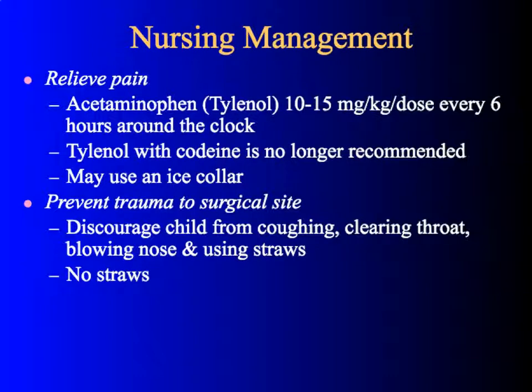We want to relieve pain. So we administer acetaminophen or Tylenol, and it's 10 to 15 milligrams per kilogram per dose every 6 hours, and that should be administered around the clock. Tylenol with codeine is no longer recommended because the codeine can be absorbed at unknown times, and you could be offering it every 6 hours, and maybe it all gets absorbed at 48 hours. We can use an ice collar.